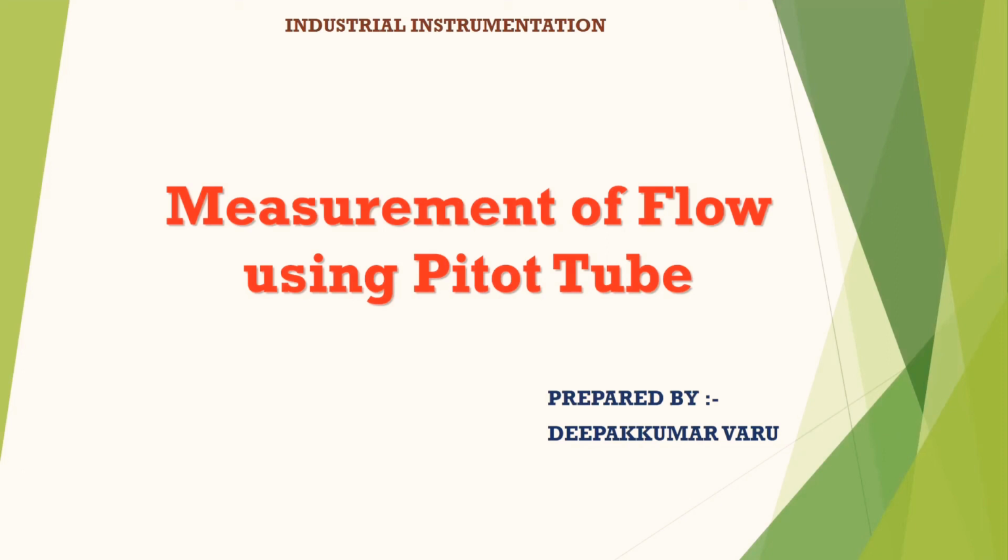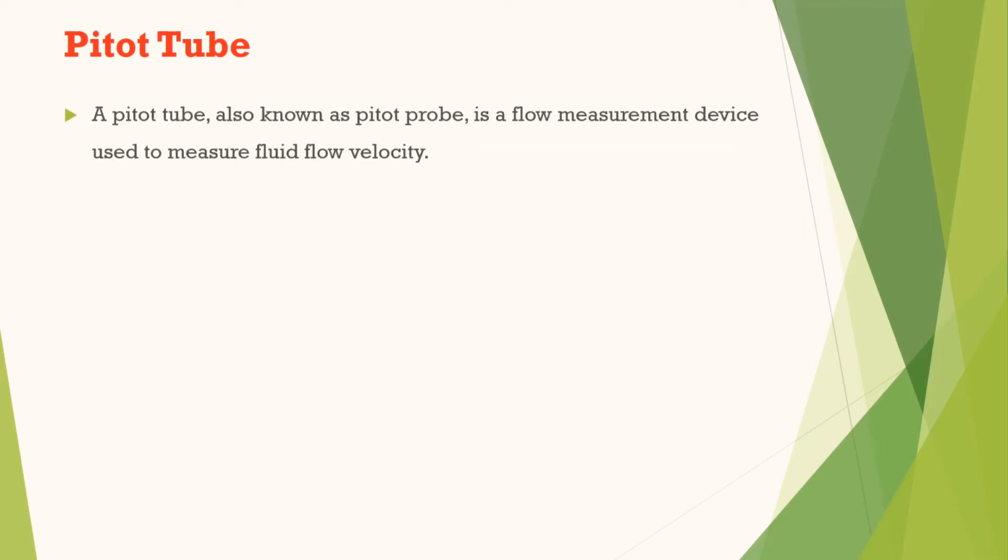Hello friends, in Industrial Instrumentation lecture series, today we will see about measurement of flow using Pitot tube. So first of all, let us see what is Pitot tube. A Pitot tube, also known as a Pitot probe, is a flow measurement device used to measure fluid flow velocity.